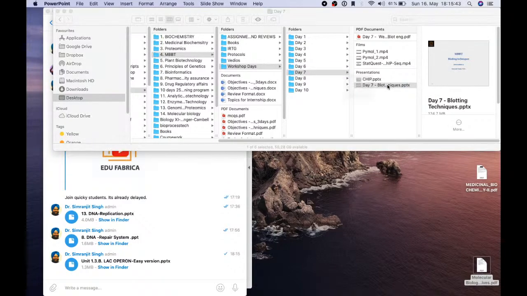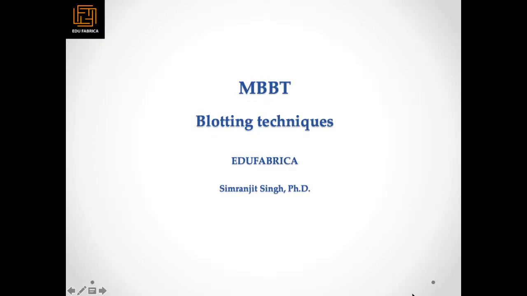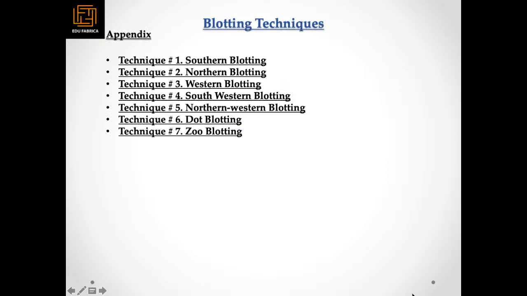So let's discuss some blotting techniques that are used in molecular biology. There are mainly around 7 blotting techniques available: southern blotting, northern blotting, western blotting, southern western blotting, northern western blotting, dot blotting, and zoo blotting.